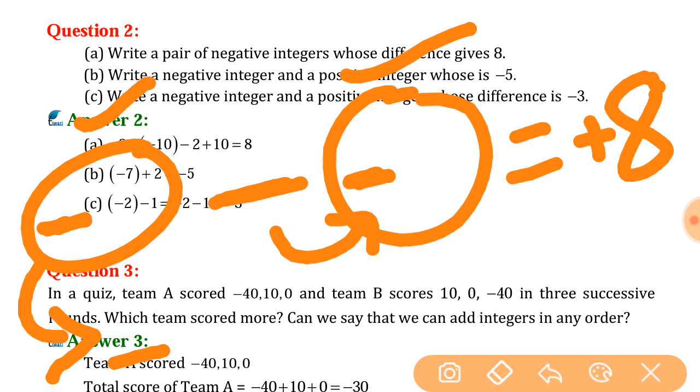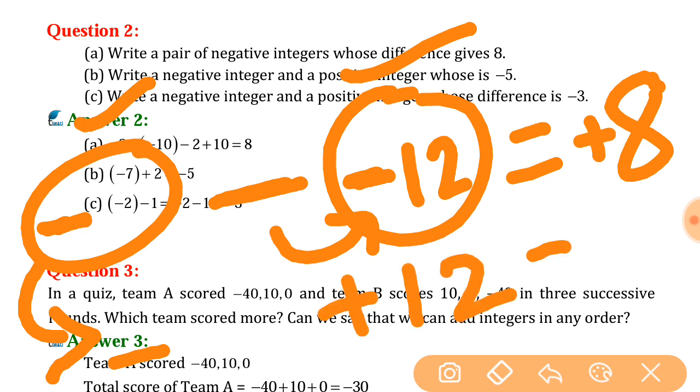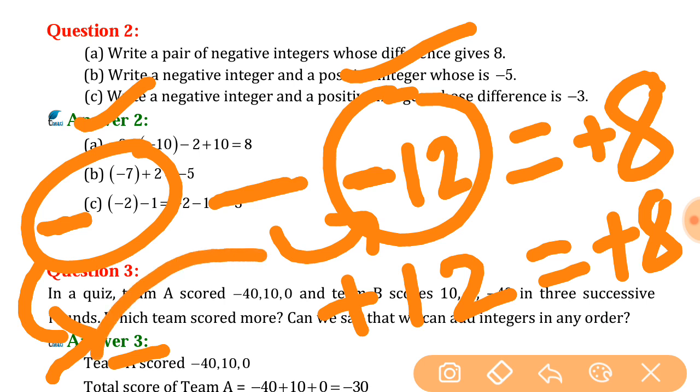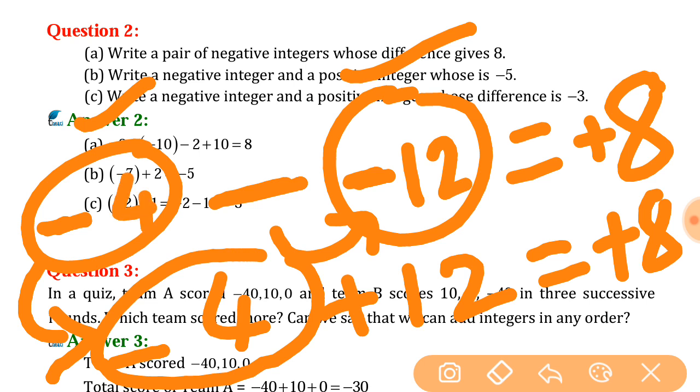I'll take 12. Any number. So it becomes plus 12 here. Plus 8 only should be the answer. So 12 minus which number gives 8? Is it not 4? So 4 is the answer. So this is how you can choose or select the pair of integers, both negative.